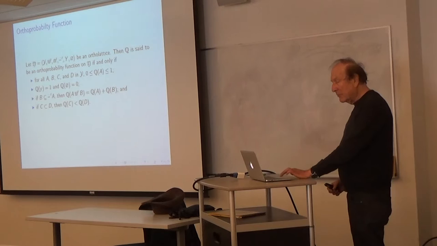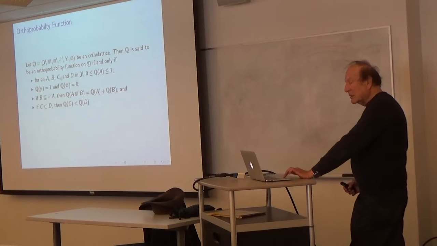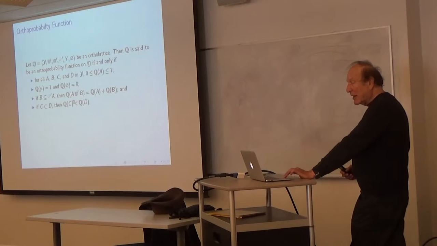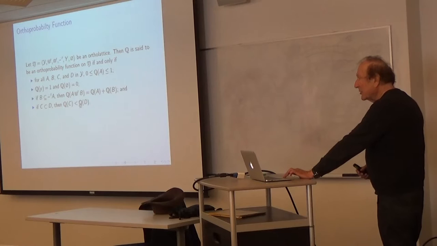We'll start off with the general definition. If I have an ortholattice, then Q is said to be an orthoprobability function, and this is the generalization of probability functions. It's between 0 and 1 for each event, has the sure event and null event being the right values. If B is a subset of the complement of A, then it's additive. And if C is strictly less than D, then Q of C is less than Q of D.